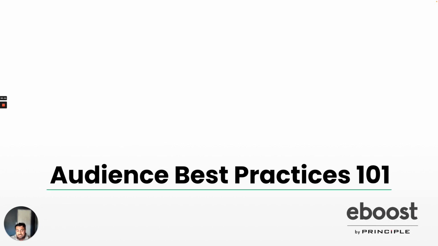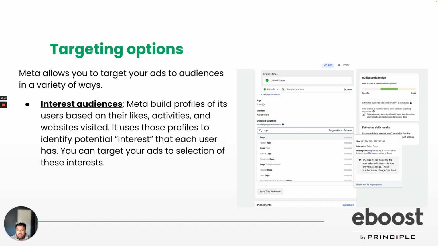Audience best practices, targeting options. Meta will allow you to target your ads to audiences in a variety of ways. First, interest targeting. Meta builds profiles of its users based on their likes, their activities, websites they've visited, and other pages or accounts that they follow or have engaged with. And then they group these into various interests that each user has.